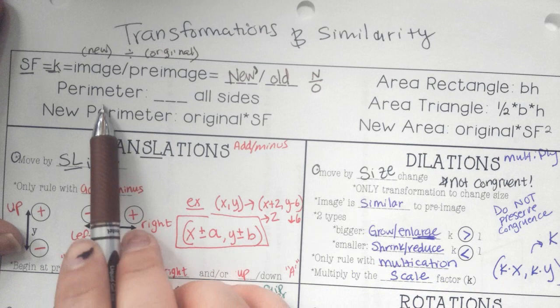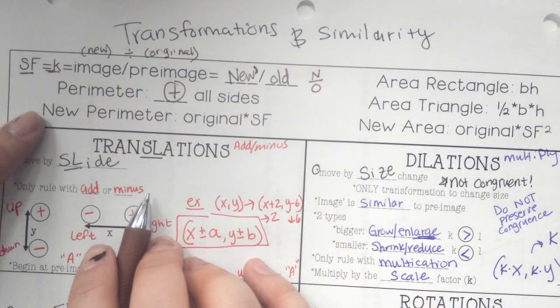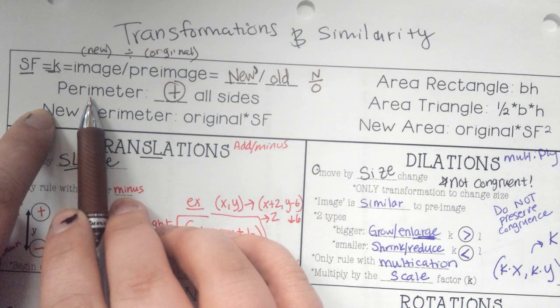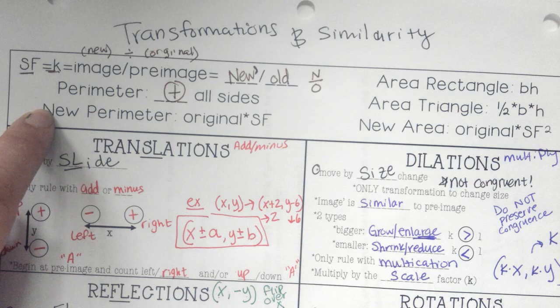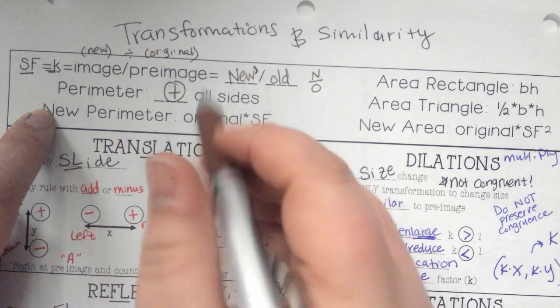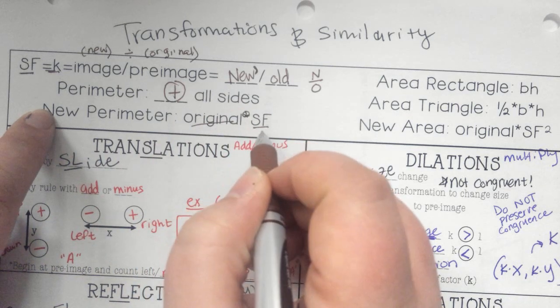Remember, to find perimeter, you just add all of your sides. And if you want to find the new perimeter, so if you've dilated a shape, instead of having to multiply all the new sides and then add all the new sides, you could just take the original perimeter and multiply that by the scale factor K.